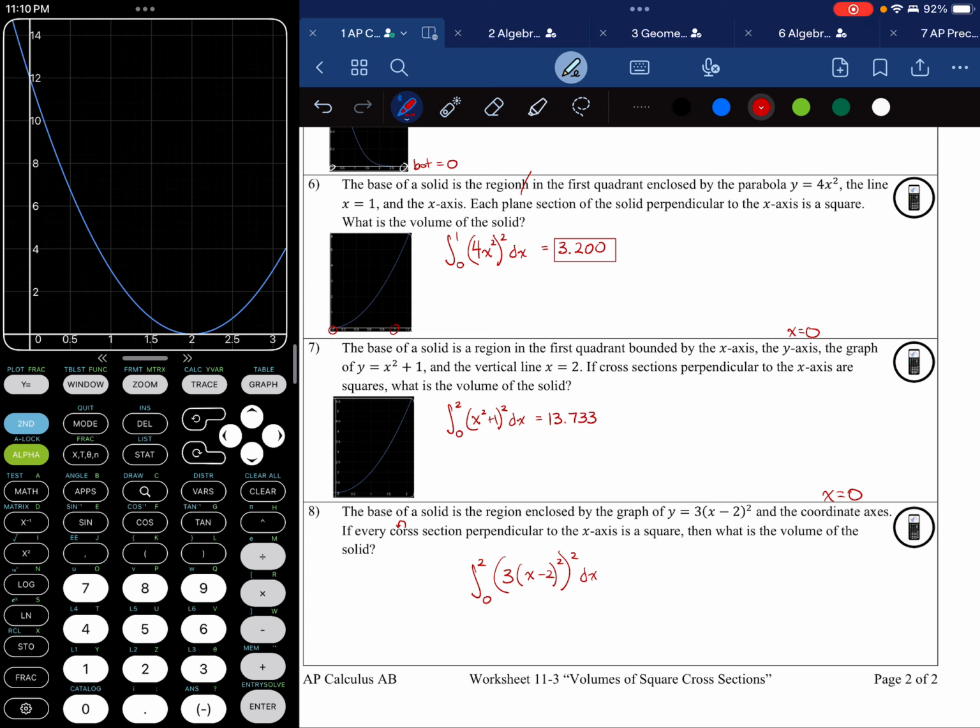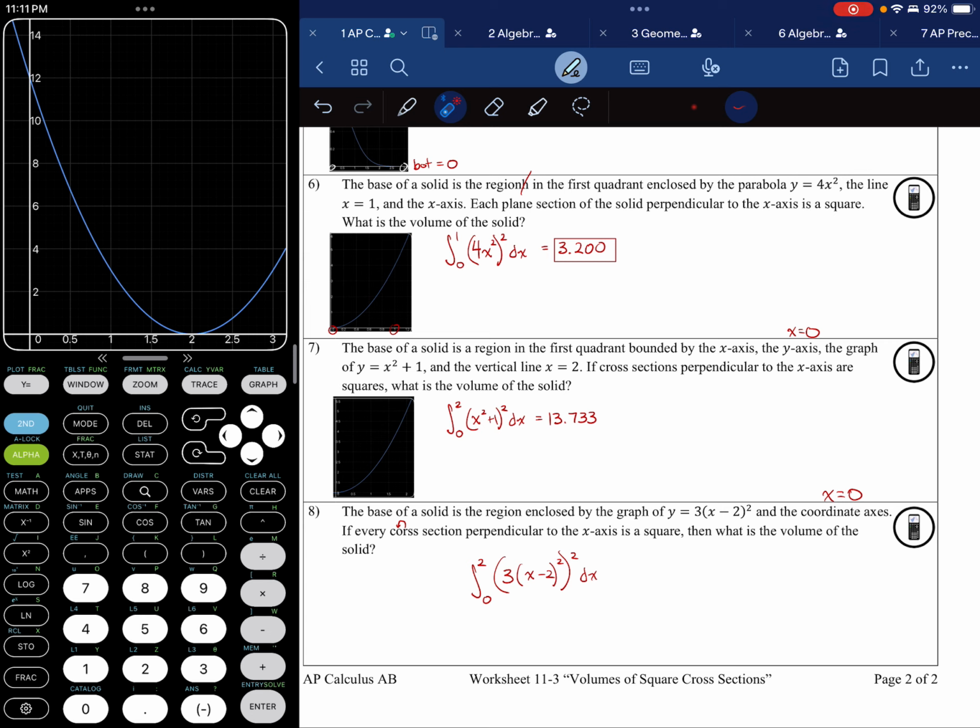You don't know an end bound, but this question might be bad. Let me read it to make sure I'm not mistaking any sort of end bound. The base of the solid is the region enclosed by the graph of this thing and the coordinate axis, if every section perpendicular to the x-axis is a square. So yeah, it's a bad question, and I need to fix this for next year. So if you're watching this, you're probably seeing this when it's already corrected, and it will say, I don't know how to fix this for now. I have to make a snap decision that'll probably last for years and years.